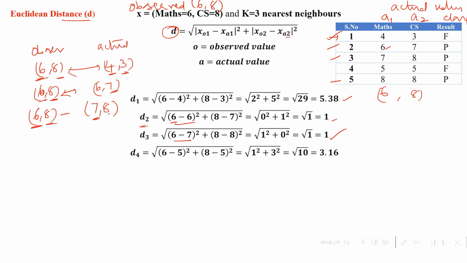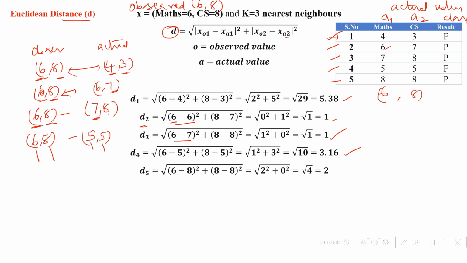Then we are going to find out the similarity between the observed value (6, 8) and the fourth actual value, which is (5, 5). So that means the square root of (6 minus 5) whole square plus (8 minus 5) whole square, that is equal to square root of 1 square plus 3 square, equal to square root of 10, that is equal to 3.16.